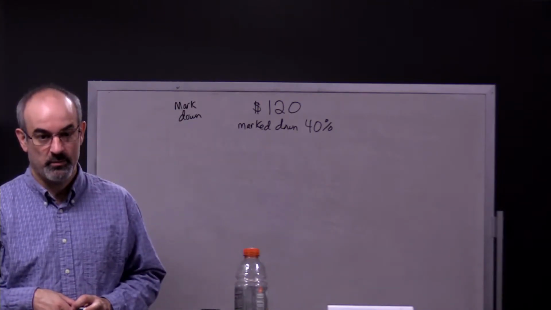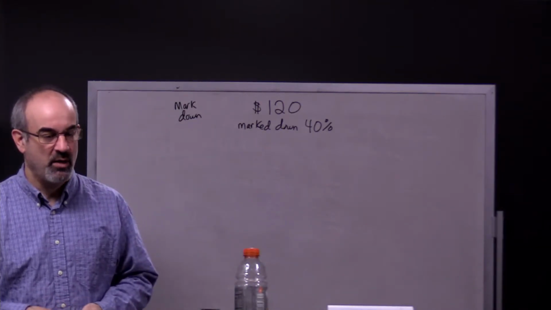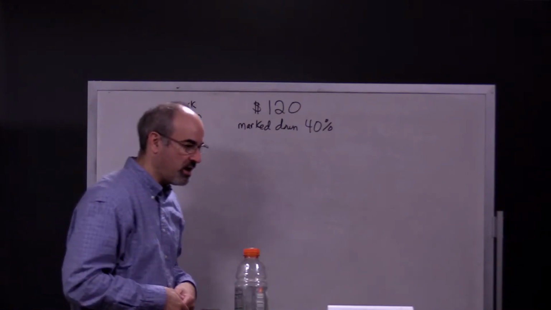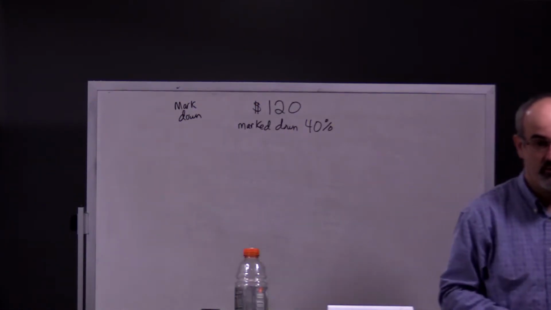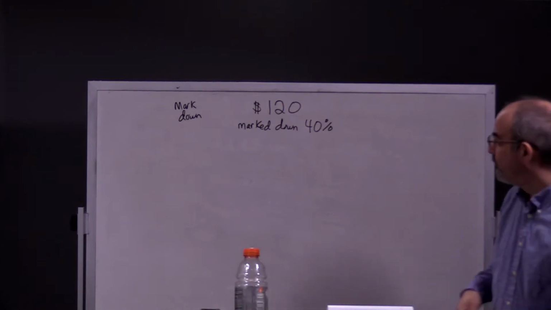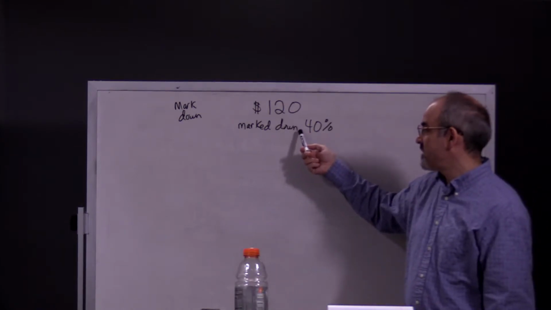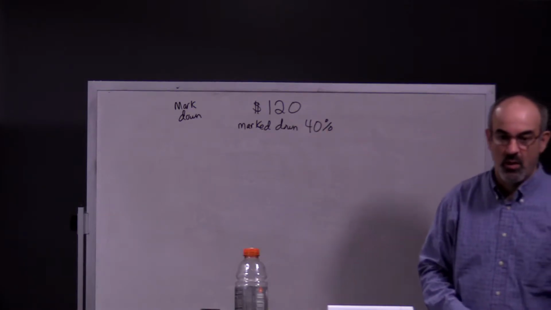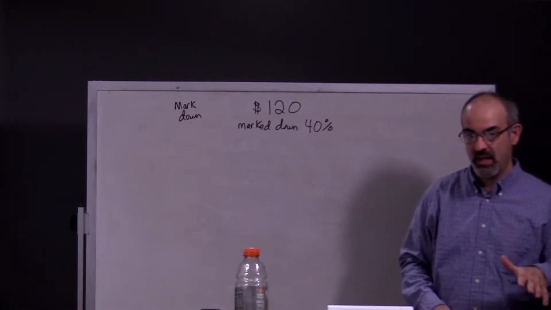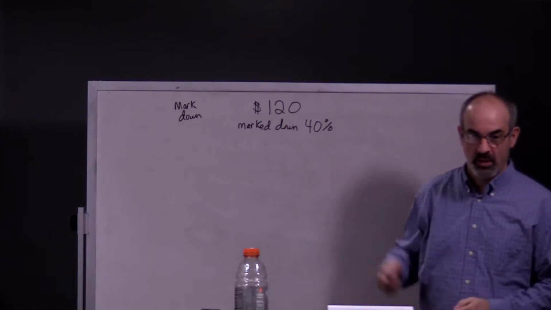Okay, so, well, I know if it's 50% off. Most people know if something's 50% off. Remember, 50% means 0.5 or 1/2. It means it's half price. So if this was 50% off, it would cost $60. It's not quite 50% off. 40% off.